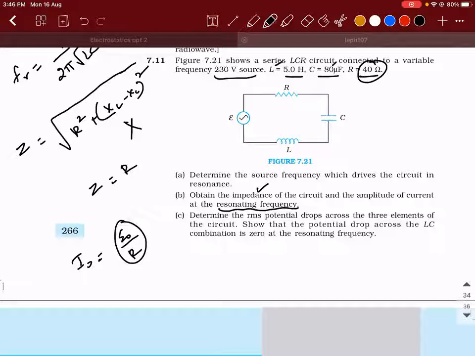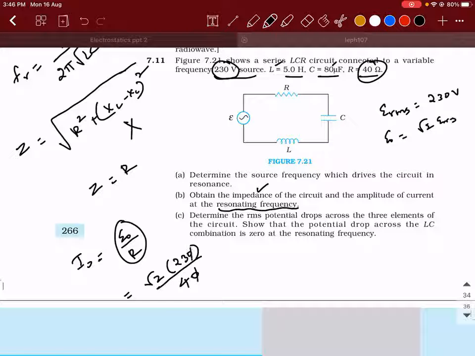So how will you find E naught, guys? The EMF that they have given is RMS, correct? How will you find E naught? E naught will be √2 times ERMS. Here it will be √2 into 230, the whole divided by R, that is 40. These two will get cancelled. So this is the amplitude of current at resonating frequency.